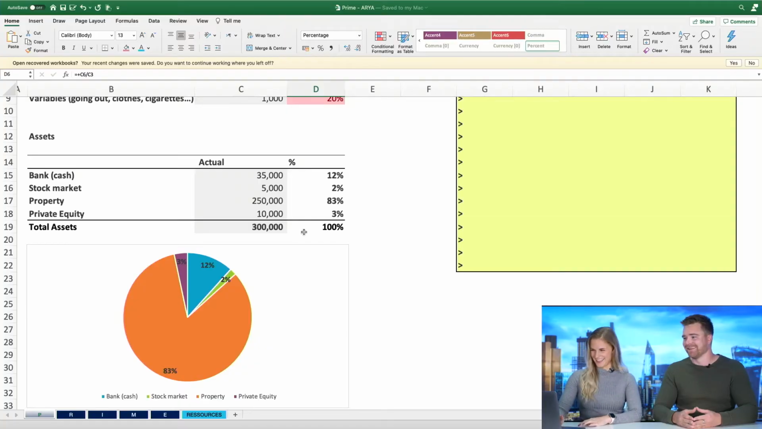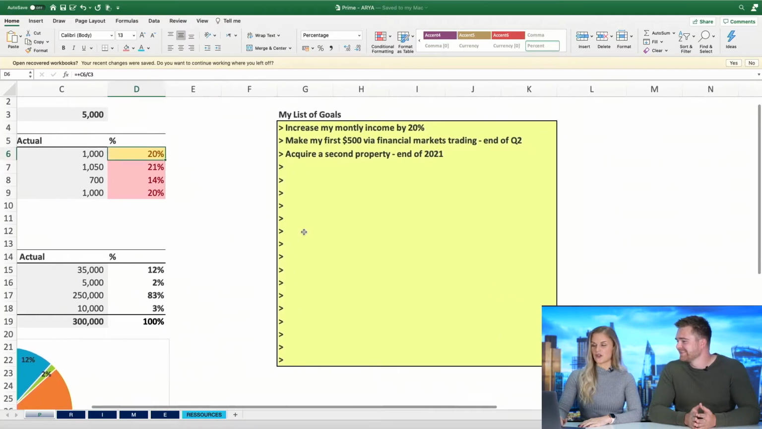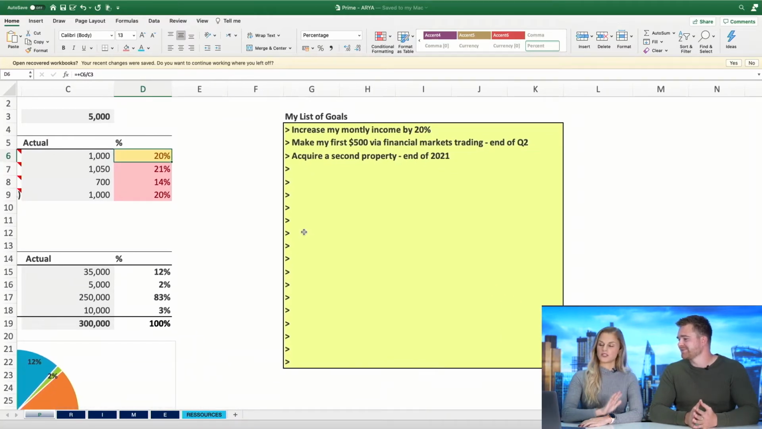Yeah, absolutely. Okay, so then we come on to the list of goals. Now, again, this is all down to you. These are your goals. We've just put a couple of examples here. So we have increase our monthly income by 20%. If you want to put a timeline on that, you can say maybe by Q2, by the end of the year, whatever you want. You have to keep yourself accountable on that.